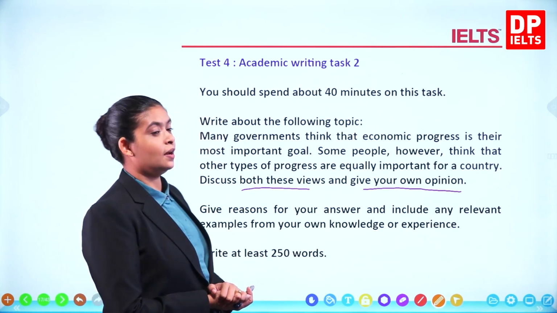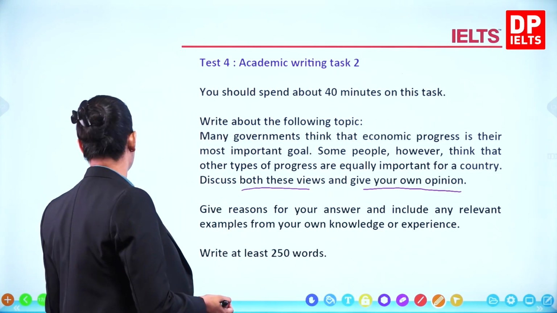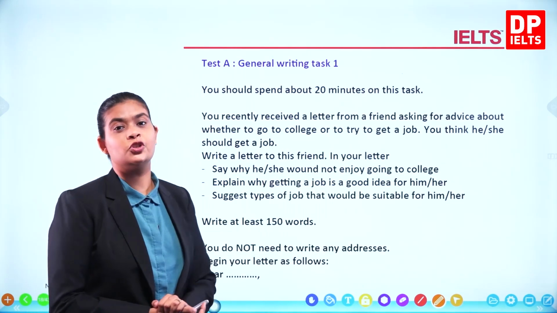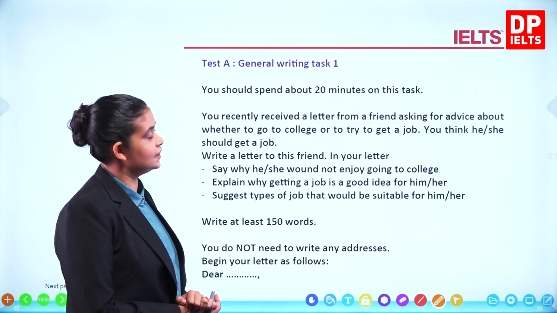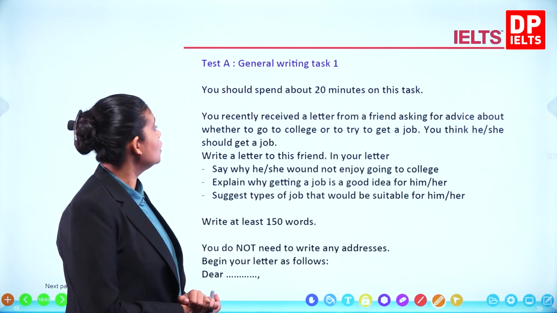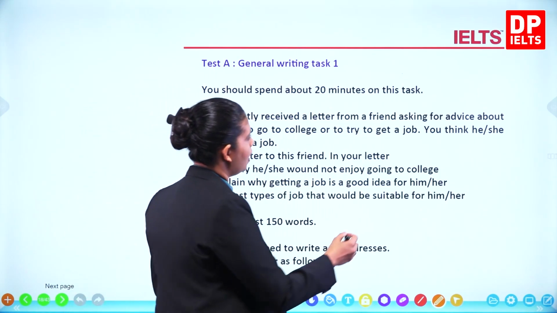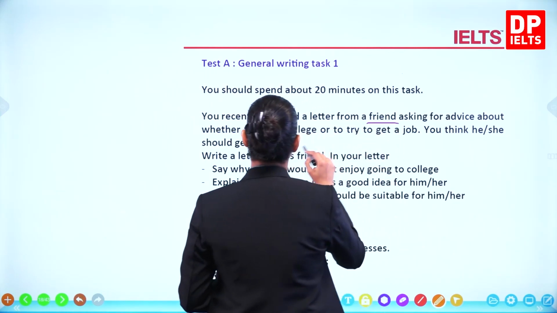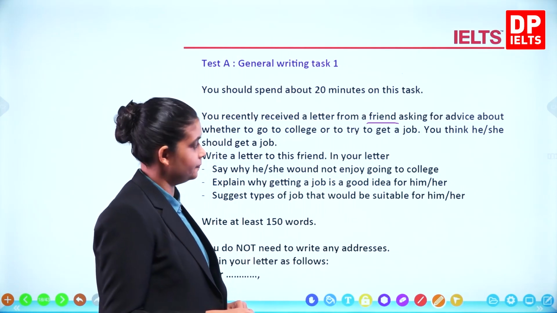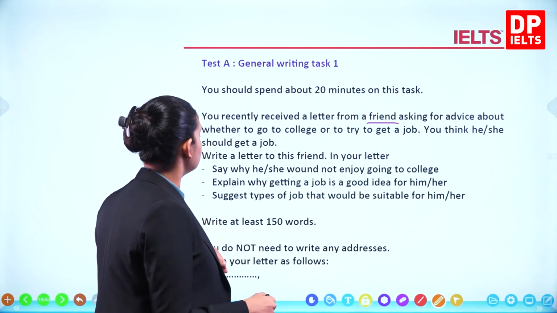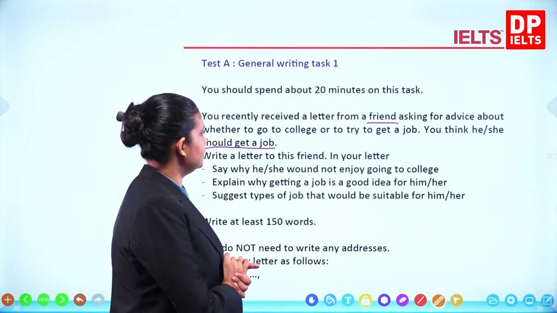Right, so with that we come to the end for academic students and we move on with the test A, which is for general students. Now let's have a look at the letter that we're supposed to do. You recently received a letter from a friend asking for advice about whether to go to college or to try to get a job. You think he or she should get a job. Write a letter to your friend.